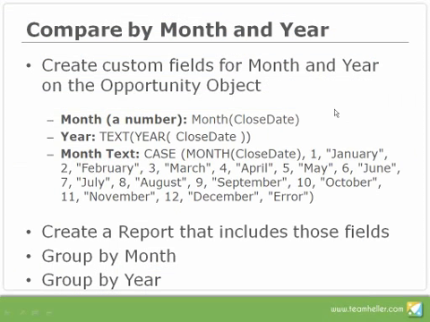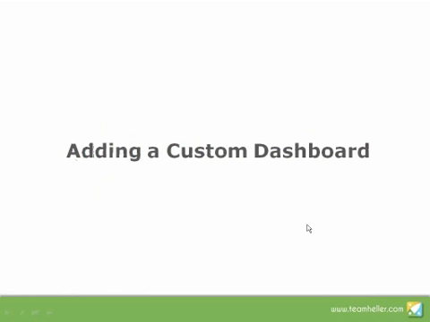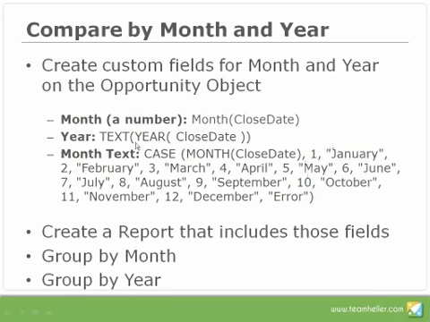So looking back at the slide, again, this is a very simple technique. You create a field on the opportunity that will do something that you want it to do, and use that field in a report to summarize the data in a new way. In this case, we used this month feature that became text of the month and the year feature.